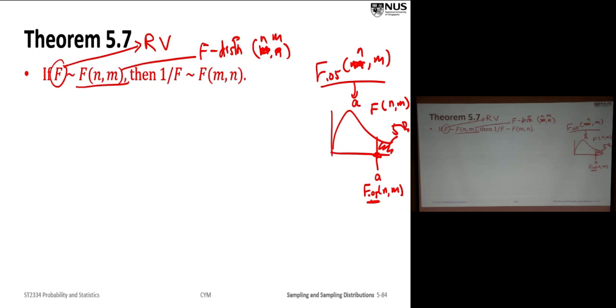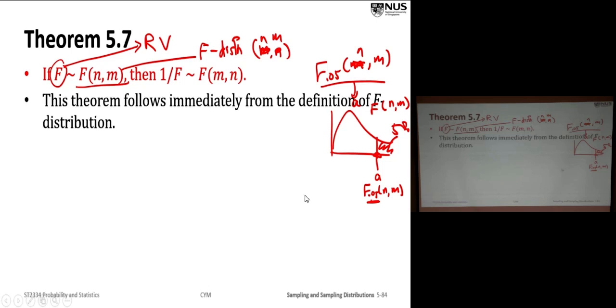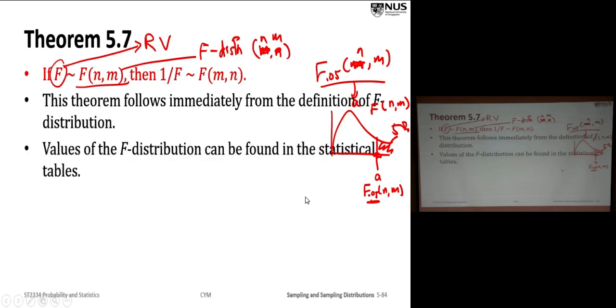So now it says that if a random variable F follows an F distribution, then the reciprocal 1 over F will follow an F distribution, but now the parameters are M and N. So we swap the parameters. Here it just follows from the definition. Why? Think of it: F basically means U over N and V over M, where U is a chi-square with N degrees of freedom and V is a chi-square with M degrees of freedom.